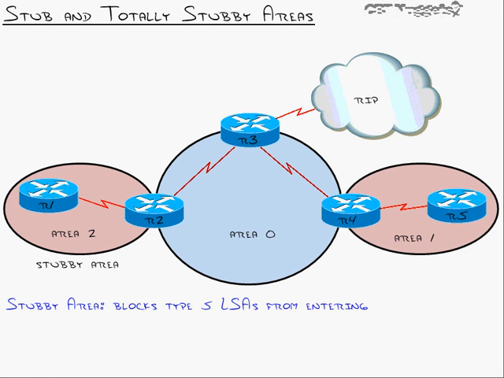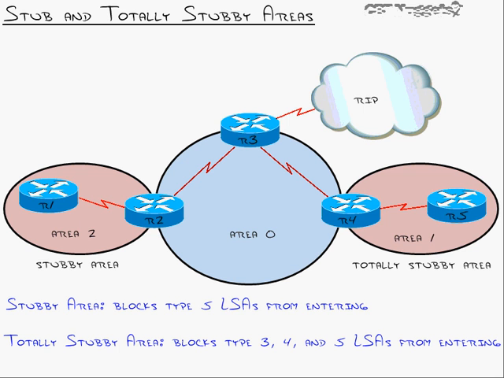But, you know, we want to step it up even more. Do you feel the California coming in here? And maybe we want a different kind of area that's like totally stubby, man. And that totally stubby area is going to block all the LSAs from other areas like type 3, type 4, and type 5. Those will all be blocked from entering these areas. That's my envisioning of how this process was created. So that's the two different kind of areas.